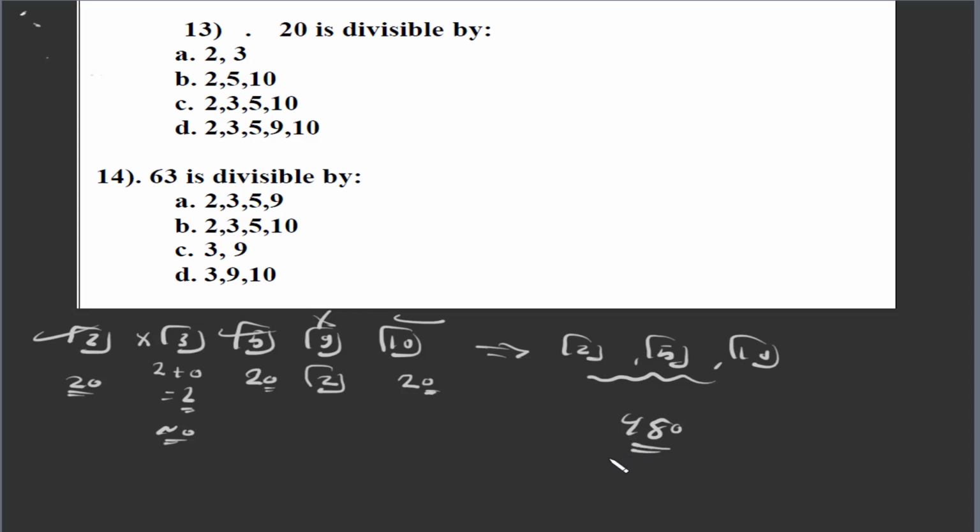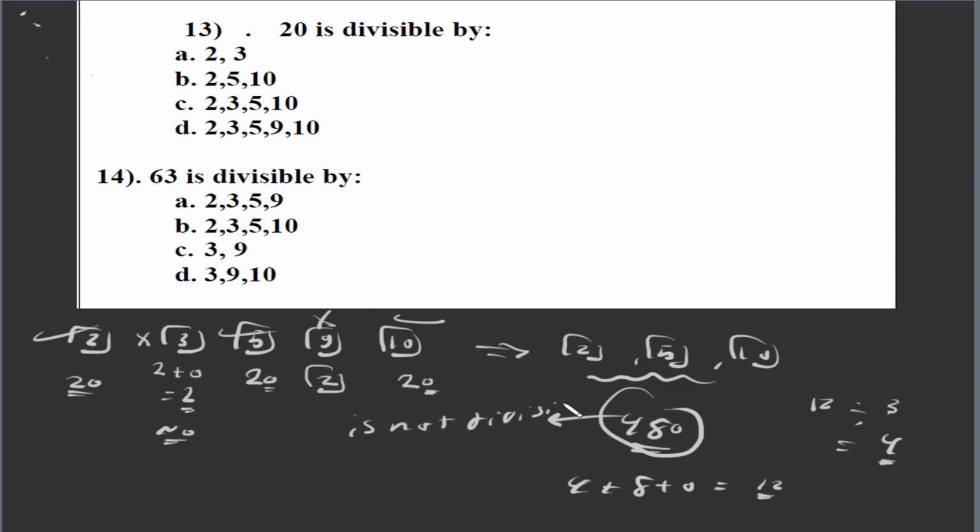Look here, the sum of its digits will be 4 plus 8 plus 0. It will be 12. Ask yourself, is 12 divisible by 3? Yes, 12 is divisible by 3. Why? Because 12 divided by 3 equals 4. So the number is divisible by what? It is divisible by 3.